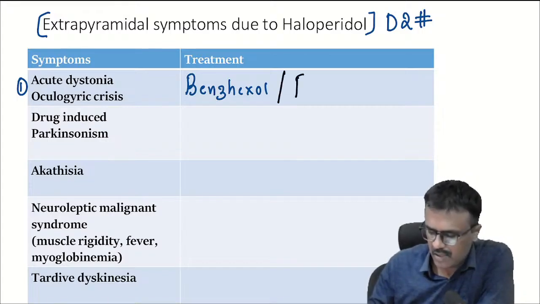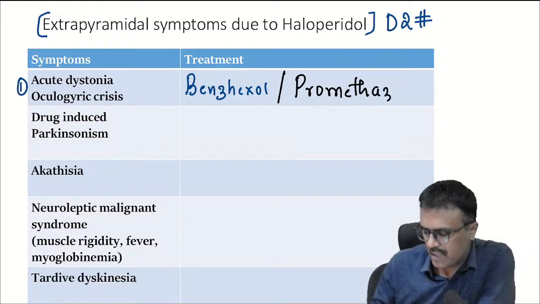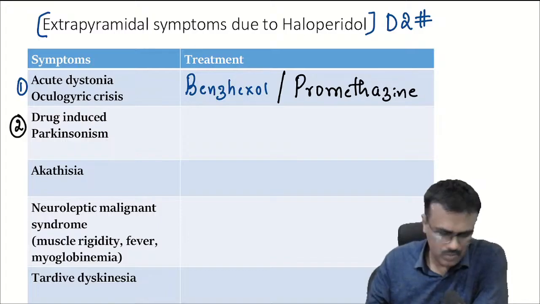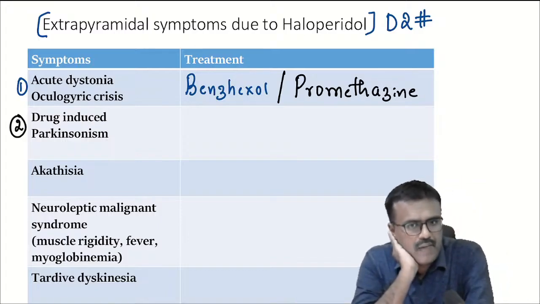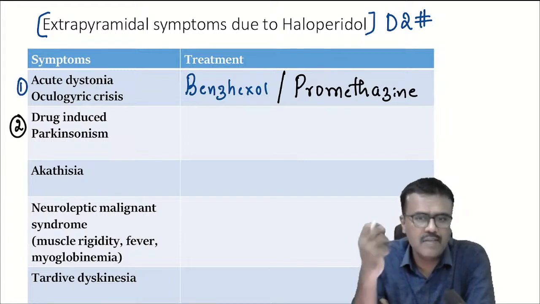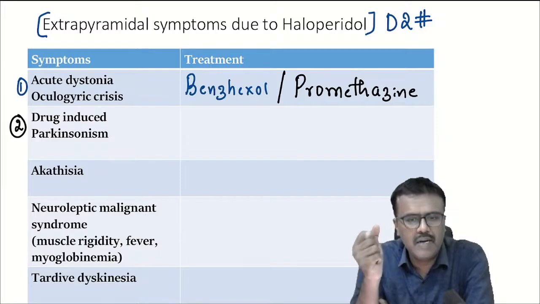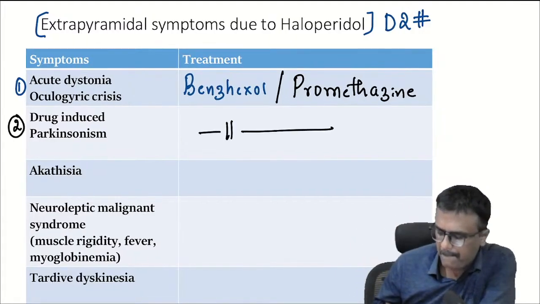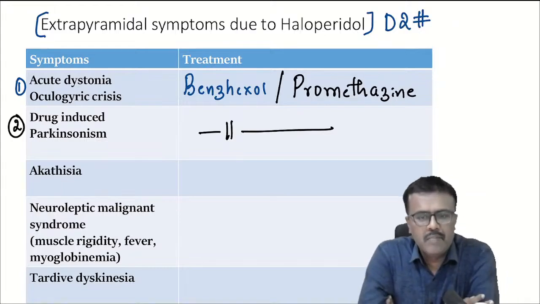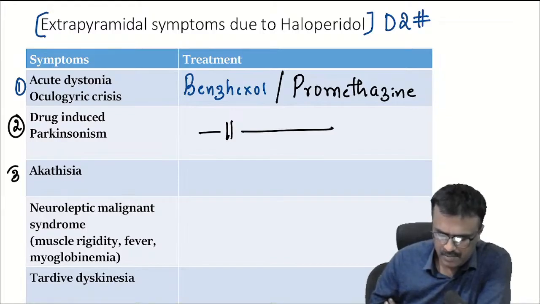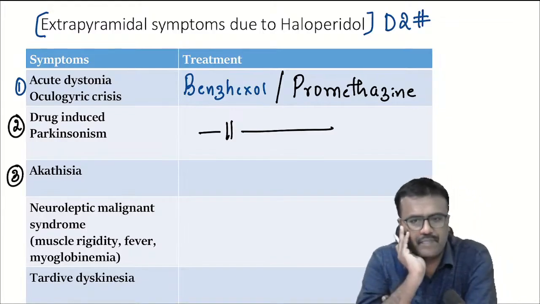If that is not available, you can give promethazine. Suppose you give haloperidol to elderly people, they develop Parkinson-like symptoms, called drug-induced Parkinsonism: tremors, rigidity, bradykinesia. The treatment for that is also the same, benzhexol or promethazine. Number 3, akathisia.